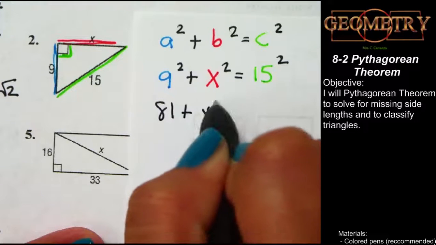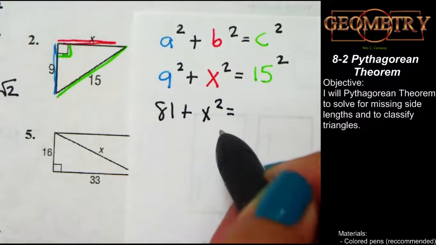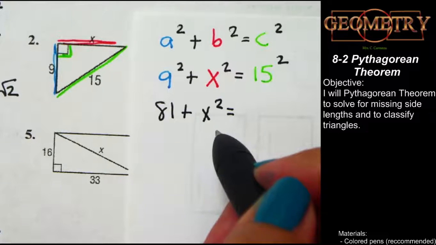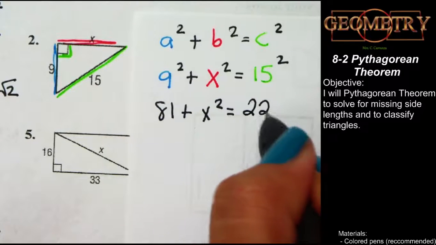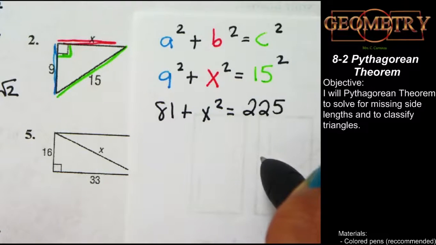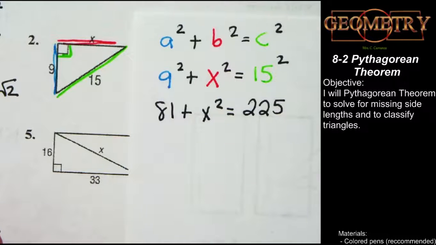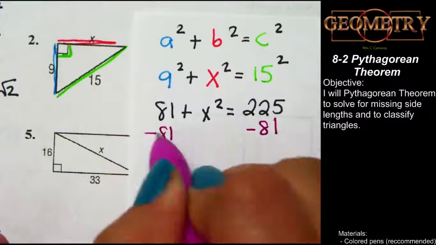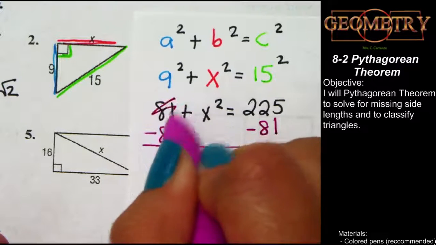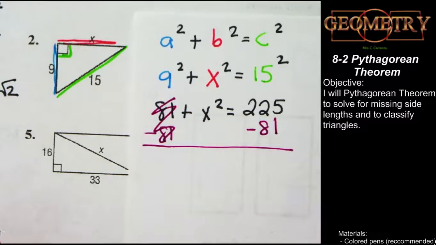X squared I'm going to leave alone, and 15 squared I'm going to go to my calculator again, because I have a little trouble doing some of these multiplications in my head. My calculator shows it's 225. I'm going to subtract 81 from both sides because I'm trying to get x by itself. So subtracting 81 from both sides is going to remove 81 from this side.